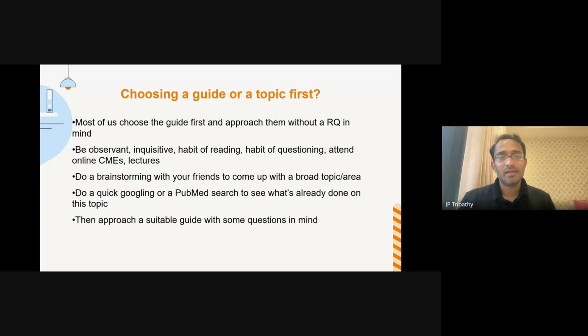You may not have a very clear research question when you approach a guide, but at least you have some rough idea of the topic or area on which you're going to work in this program. So it's always good to have some questions in mind when you approach a guide. But of course, you can approach a guide anytime if you do not have a research question, and surely the guide will guide you in finalizing your research question. Next slide, please.